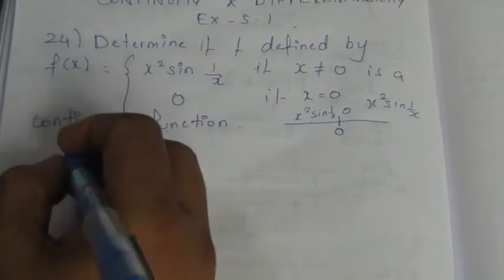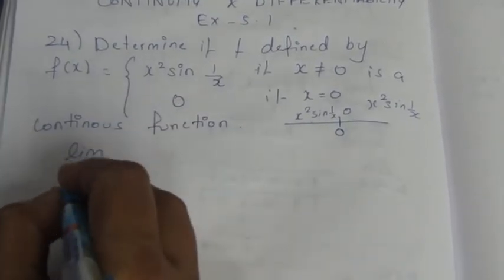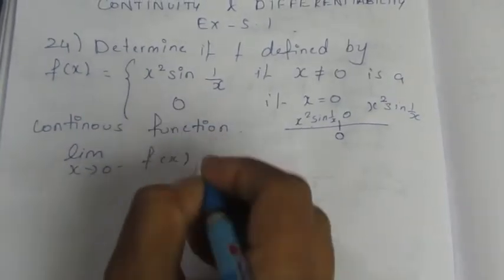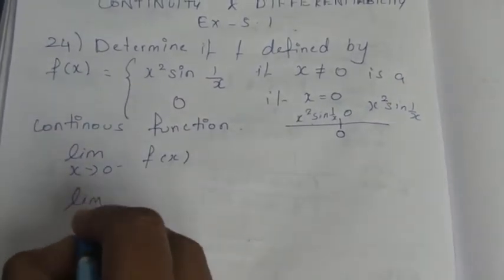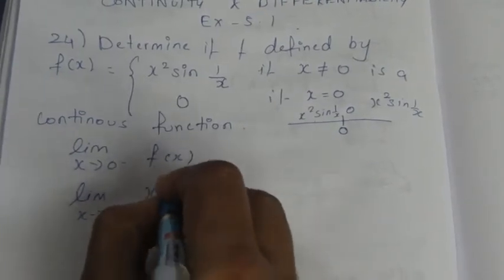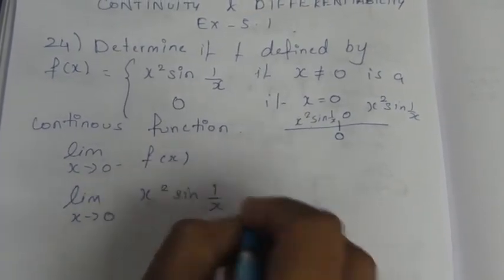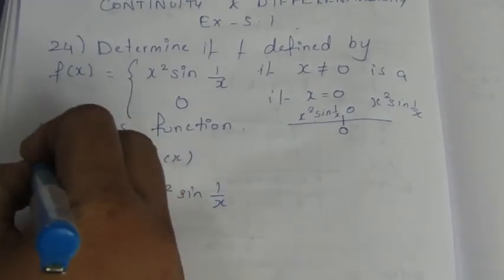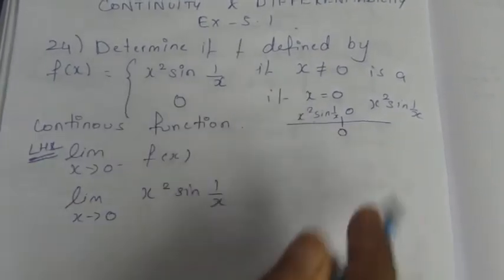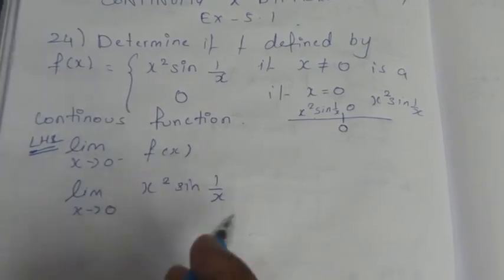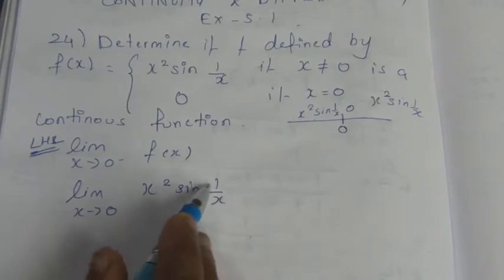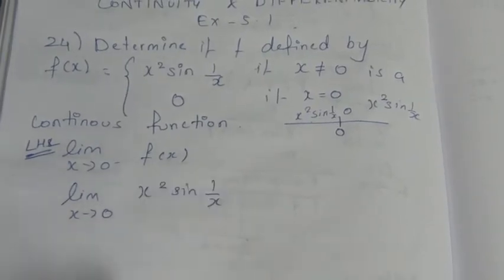Now limit x tends to 0. I am going to take the left hand side, limit x tends to 0 negative f of x. Here we know that limit x tends to 0 negative f of x is x square sine 1 by x. We can take the left hand side or right hand side, whatever side the limit is, the value is f of x. Now if we substitute 0, it will be 1 by 0, which is not defined. Sine of that is not defined, we don't know the value.